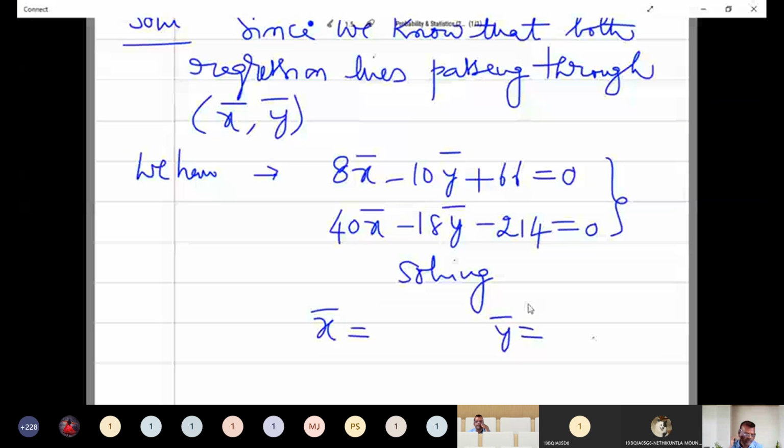x is equal to minus 13, y is equal to minus 17. x bar is equal to minus 13.